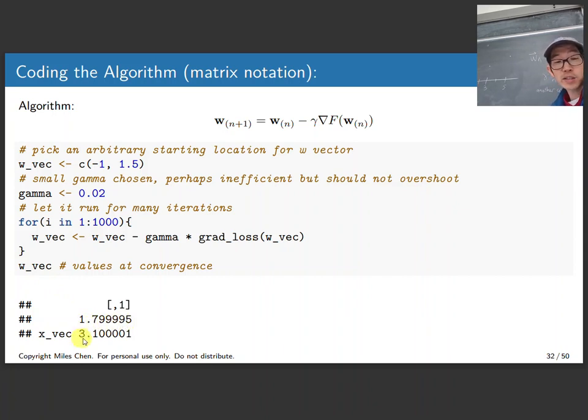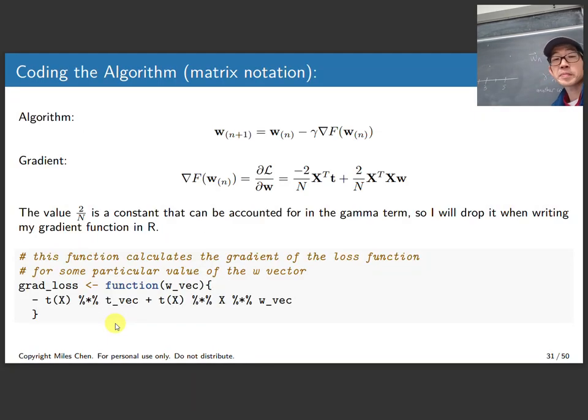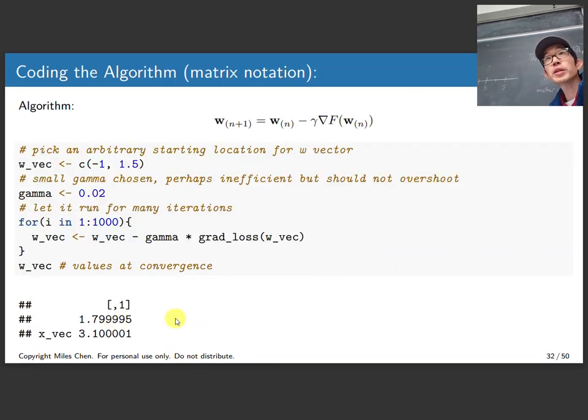And at the end of it, it says, okay, the vector that I calculated was, the slope was 1.79995, and the intercept is 3.100001, okay? Which is pretty close to the formal solution found by using lm of 1.8 and 3.1, okay? Again, this is a numeric method, and the goal of numeric methods isn't to get the exact answer, but to get us pretty close to the real answer. And I think we have succeeded in doing that, okay?